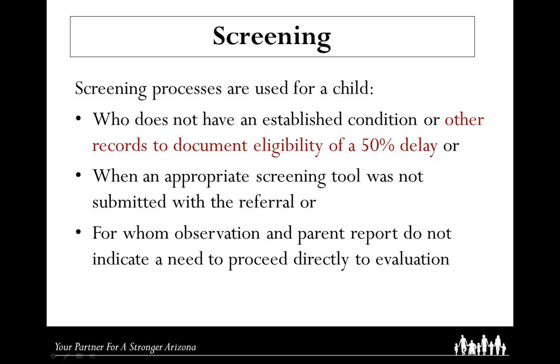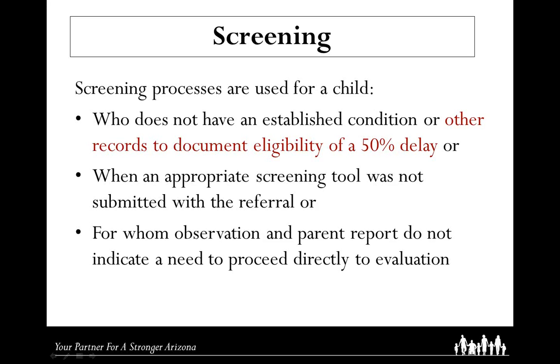In regards to the first bullet, it is important to ensure that a child has an established condition and not just risk factors. Children who have risk factors need to be screened. Also, the new regulations and resulting policies include some new established conditions that are highlighted in the eligibility PowerPoint. Please note the newest feature of the first bullet. Children who come in with records documenting eligibility by a 50% delay in one or more areas of development do not need a screening.